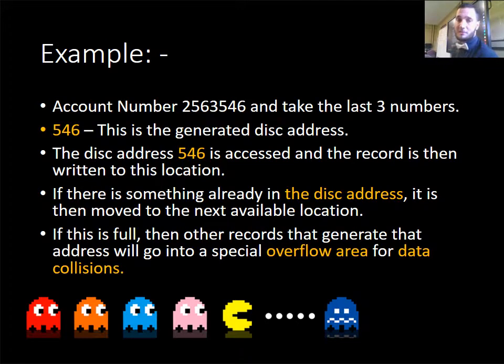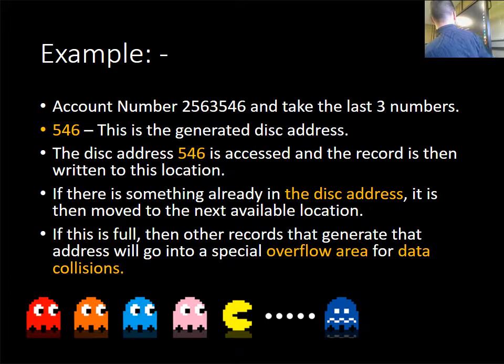So what hashing would do, say for example you've got the number 2563546. It takes the last 3 numbers and then it will allocate a disk address of those numbers. So you know how I've got the last 3 numbers as 546. That's now the disk address, the location on the disk. Now that is accessed, and then that record, so the whole account number, is placed there.